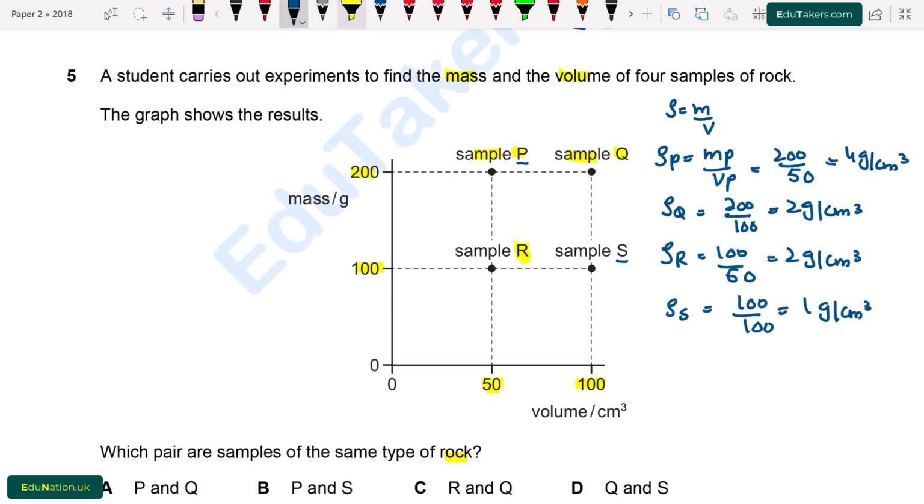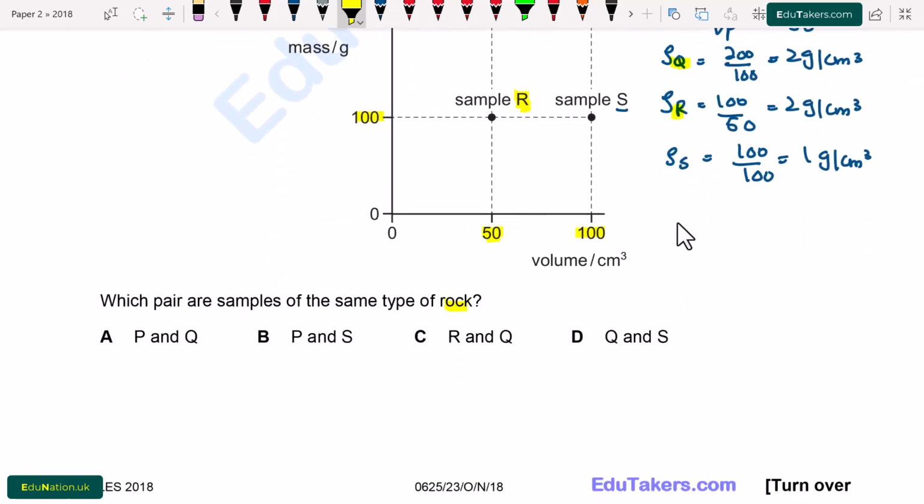Now we see from here, both of these samples have the same densities, due to which these are the same type of rocks. Now we see the options. Option A, P and Q, B, P and S, C, R and Q, D, Q and S. So from here, option C is correct.